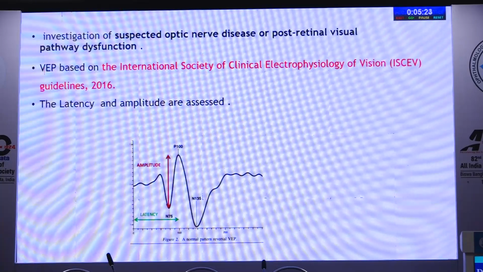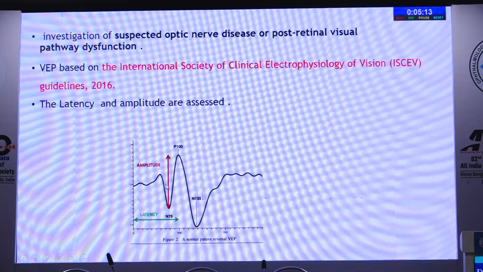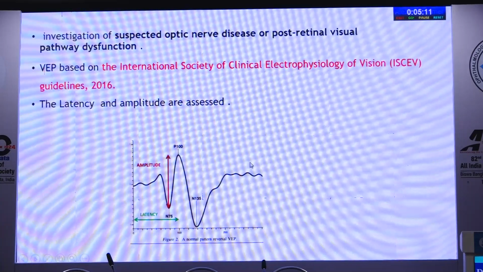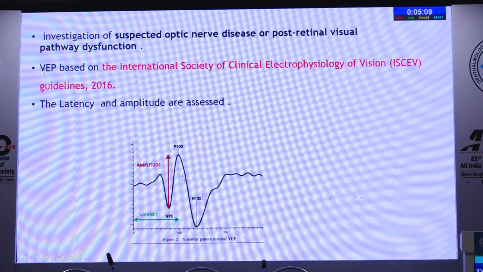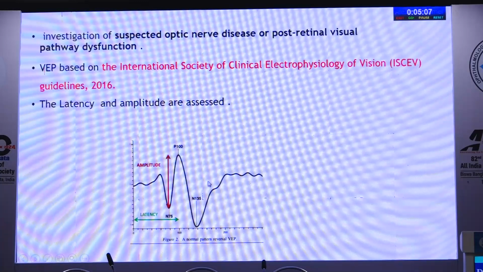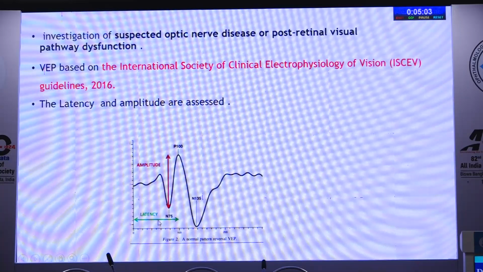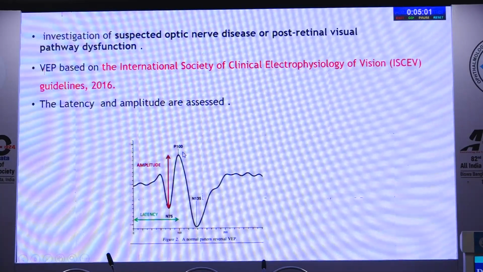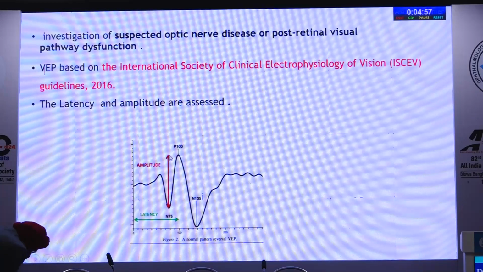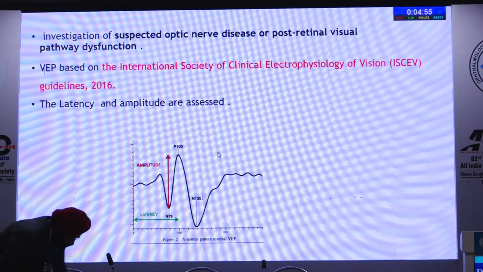All these VEP standards are created by the International Society for Clinical Electrophysiology of Vision guidelines, ISCEV as it is called, and these are all the gross parameters which are assessed. Ideally, we look at the latency and the amplitude of the P100 wave. Latency is the implicit time, the time to the peak of the P100 wave, and the amplitude is the distance between the peak and the trough of the P100 wave.